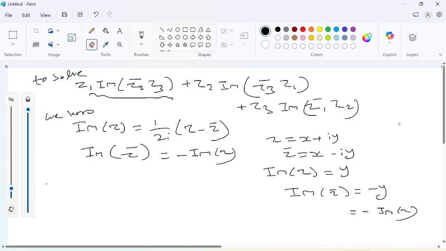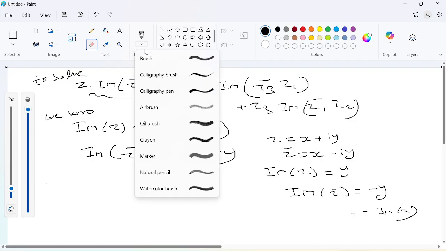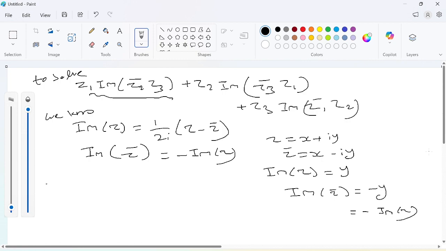So now I'll take Z1 into, see, imaginary of Z2 bar Z3. See, this is also one complex number, right? Z2 bar Z3 is also one complex number. Now, imaginary of Z is how much? 1 by 2i into Z minus Z bar. Now, think like this. This entire thing, Z2 bar Z3, is one complex number.